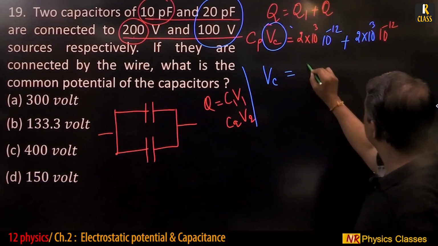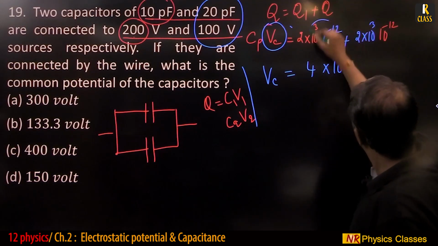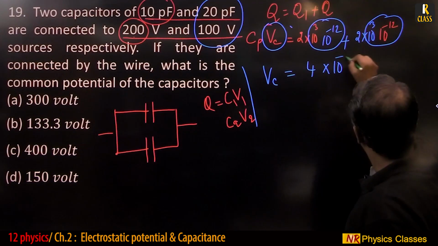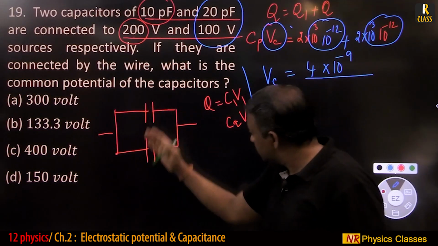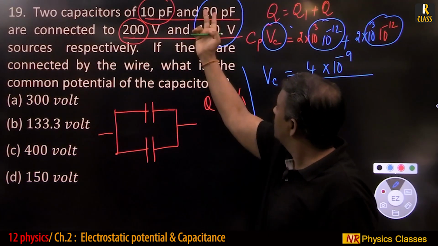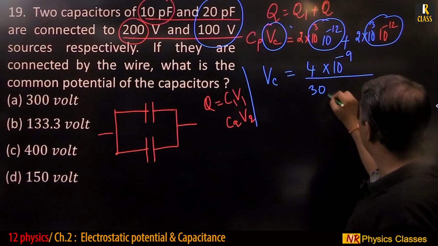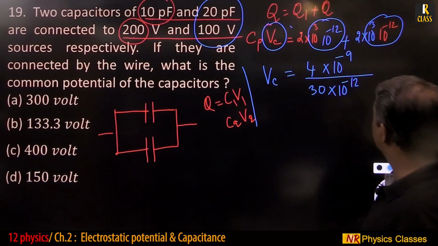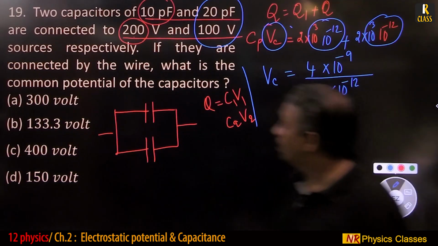This plus this is 4 × 10^-9, divided by Cp, which is C1 plus C2. 20 pico plus 10 pico is 30 pico, 30 × 10^-12. 4 by 3 is 1.3 something.